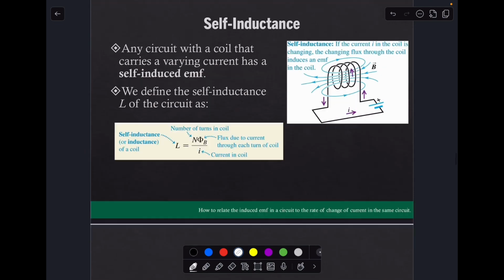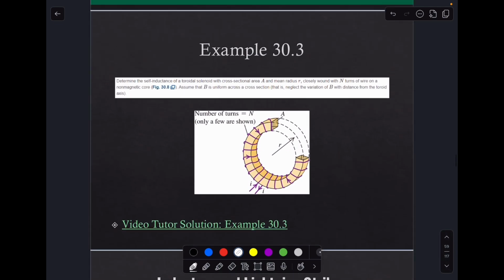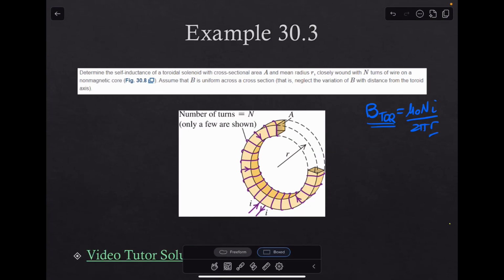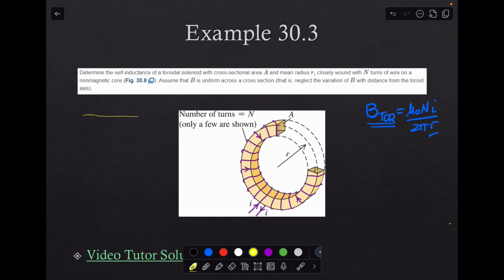So we can change the geometry a little bit. Let's do this example where we calculate the self-inductance of a toroidal solenoid. You may be wondering, what the heck is a toroidal solenoid? Well, recall a regular solenoid, where we had the symmetry of a straight line, and we would wrap the coil around the cylinder.